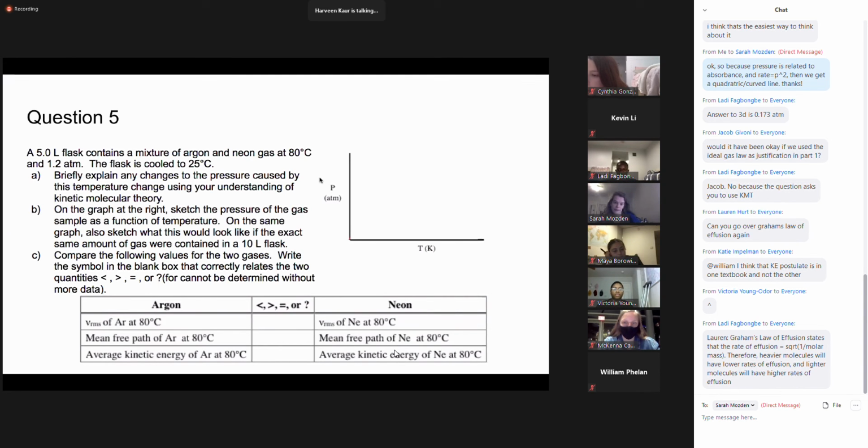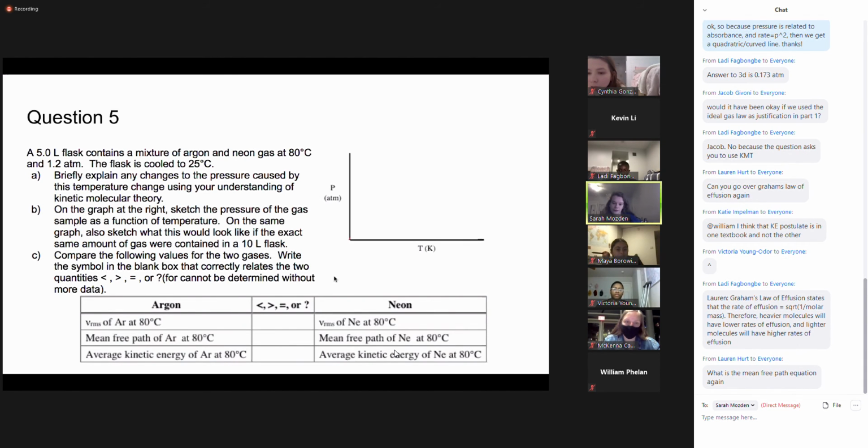Average kinetic energy is dependent on temperature change, and they both have the same temperature. Yep, exactly. Average kinetic energy is 3/2 nRT, which you see that there's no factor in that equation that is different between the two, so they're equal. Great work, guys. Any questions on this?